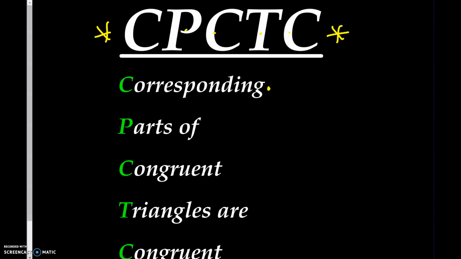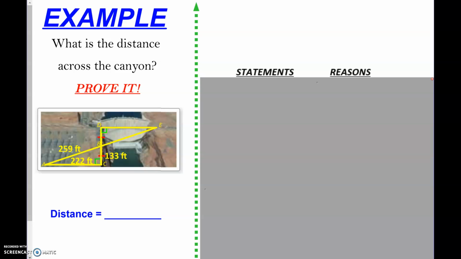All right, let's put this to use. Let's see if we can write this proof. What is the distance across the canyon? Prove it. Can we get these 2 triangles to be congruent? If we look at this here, what pieces of information do we have marked congruent?